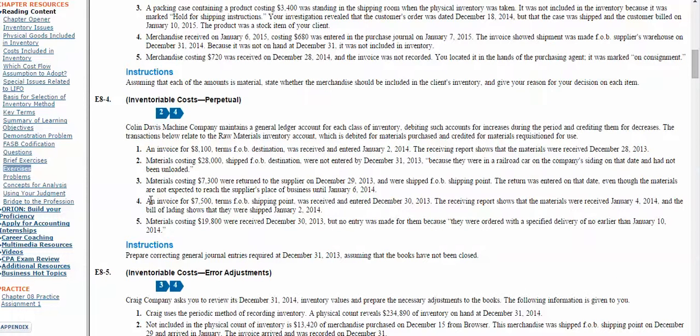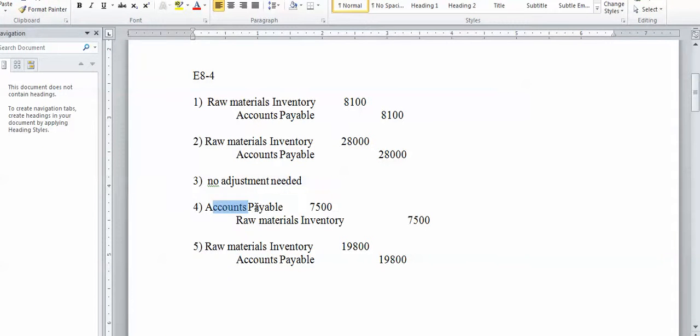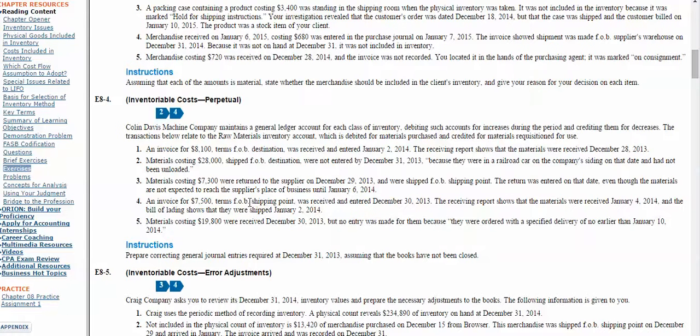An invoice of $7,500 terms FOB shipping point was received December 30th. The receiving report shows that the material was received on January 4th. They were shipped on January 2nd. So this stuff was never even in the current year. I mean, it was shipped on January 2nd. It was received on January 4th. Even though we put them in the books at December 30th, that's not when they happened. So we need to back it out. So we're going to back out the inventory, and we're going to back out the payable, and it should go on the correct year, 2014.